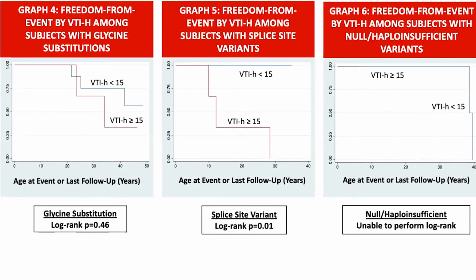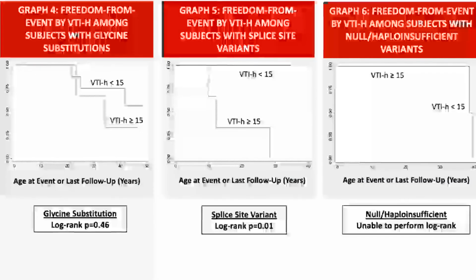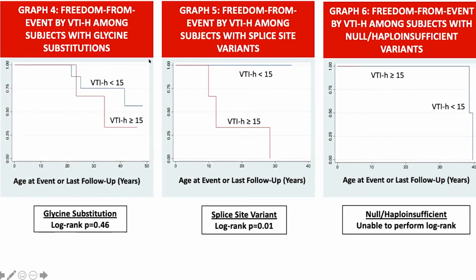Now, however, when we examined freedom from event among genotypes by dichotomized VTIH, with glycine here on the left, splice site variants in the middle, and then null on the right, again, we didn't detect any statistically significant differences with our glycine group, but we did, however, see a difference with our splice site variants. And with that, the log rank analysis couldn't be performed for the null group, as only 2 of our subjects had events, both in the low VTI group.